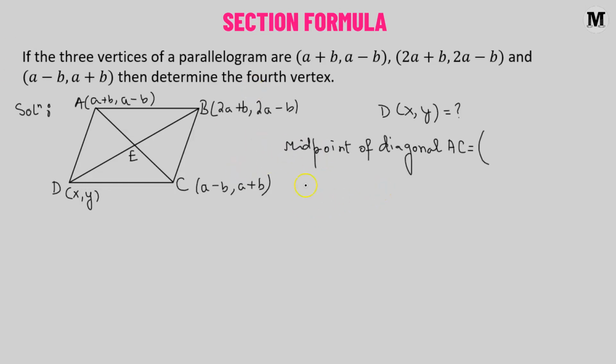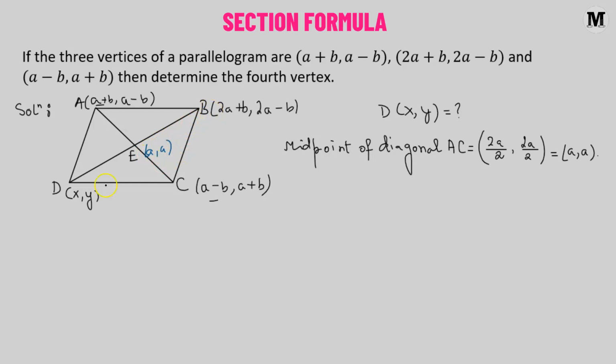To obtain the midpoint of diagonal AC, we'll sum up the x coordinates and divide by 2. So a + b added to a - b gives us 2a, and we're going to divide it by 2. Similarly, to find the y coordinate, we'll add up the y coordinates of the endpoints, a - b and a + b. That's also going to give us 2a, and we're going to divide it by 2. So we have the coordinates (a, a). Now that we have the coordinates of the midpoint E, (a, a).